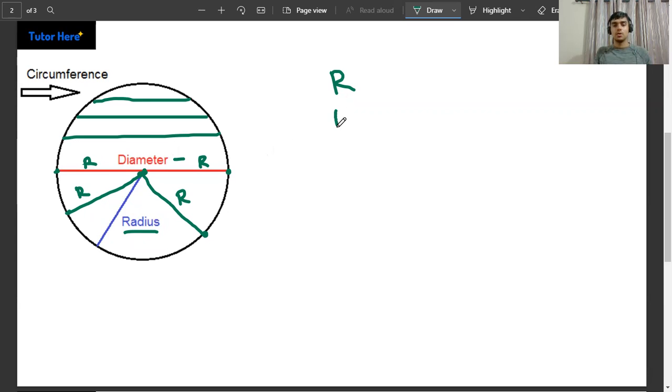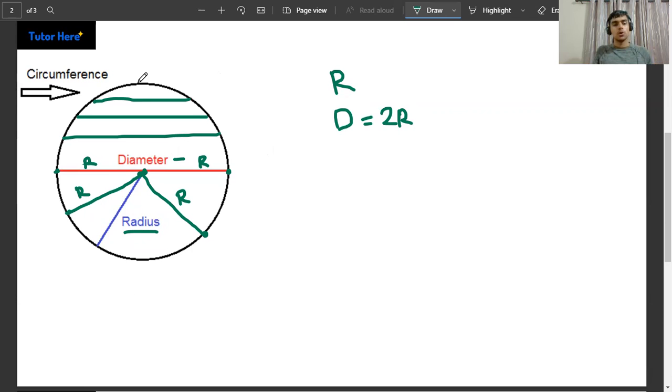So let's write it down. Let's represent diameter by D. So D is equal to twice the length of the radius. So what we've established now is what a radius means, what a diameter means, and the relationship between these two. Now let's go to the third thing we want to discuss.